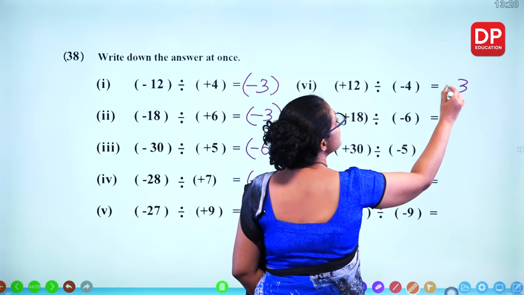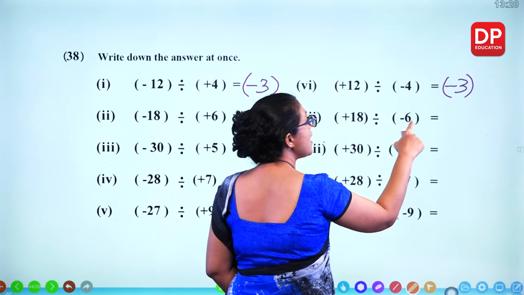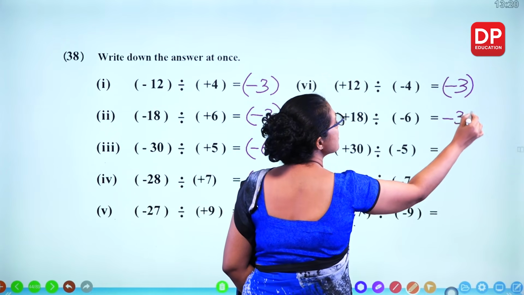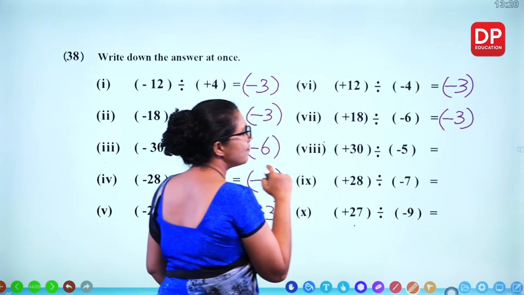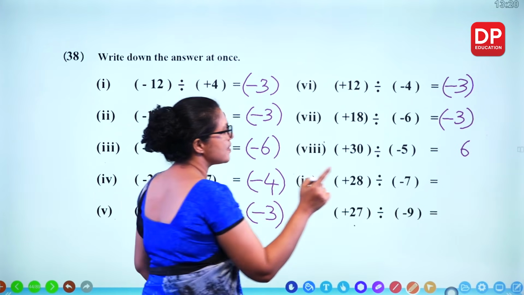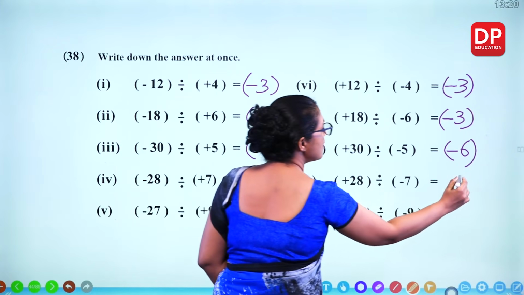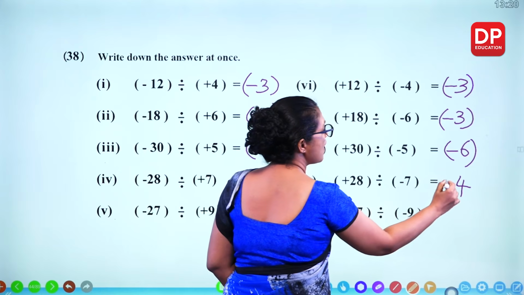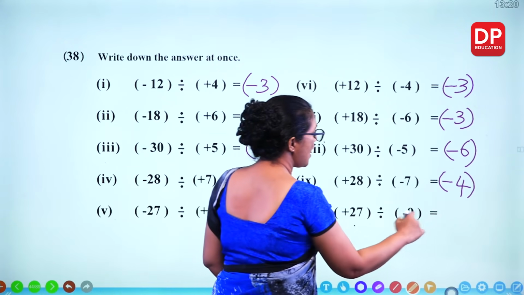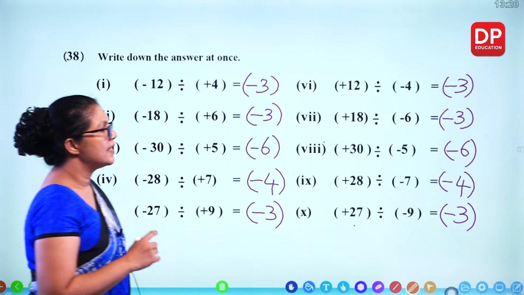One is positive, one is negative. Answer is negative. 18 divided by minus 6. One is positive and one is negative. Answer is negative. 30 divided by 5, 6. One is positive and one is negative. So answer is negative. 28 divided by 7, you get 4. One is positive and one is negative. Answer is negative. 27 and 9, you get 3. Answer is negative 3.